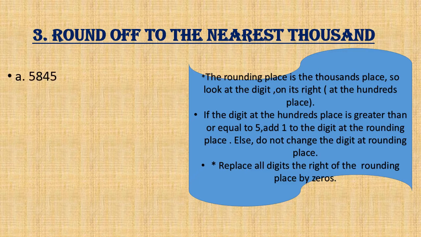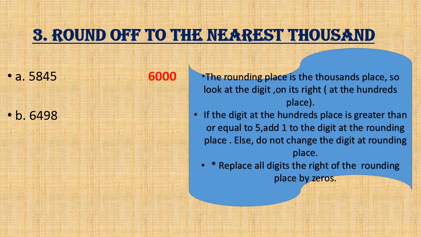So A part is 5845. Here students, the digit in thousands place is 5, and if we look to its right, it is 8, which is greater than 5. So now we can add a 1 to thousands place. Now we will be having 6000.